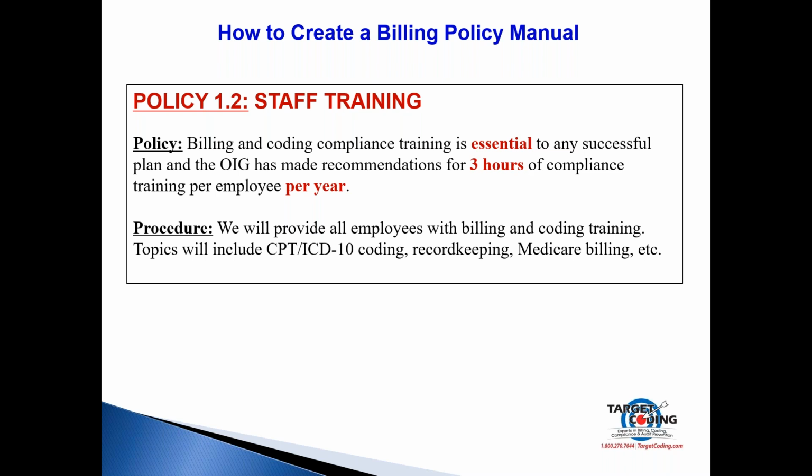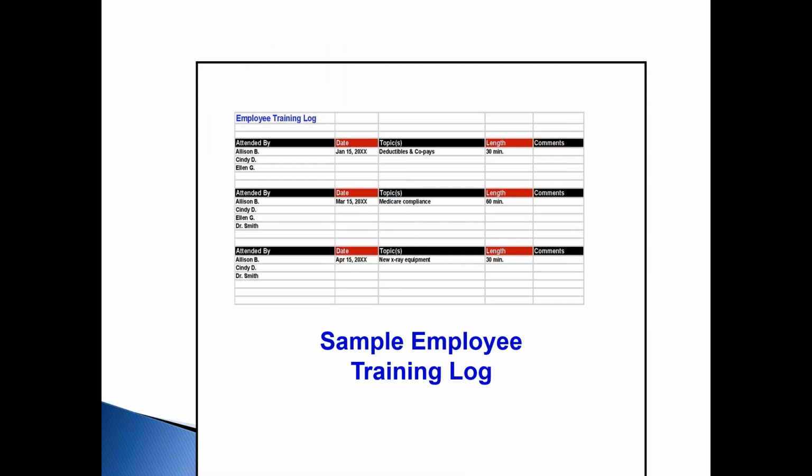So here's a policy. We're going to train our staff 3 hours per year on proper billing and coding. There's the policy and procedure. So how do you prove it? Put together a simple spreadsheet. We have an Excel spreadsheet listing persons that attended the meeting, the date, the topic, the length. If you attend a CE seminar, add it to this. Let's say you send your staff to a billing and coding seminar, add this to the employee training log.